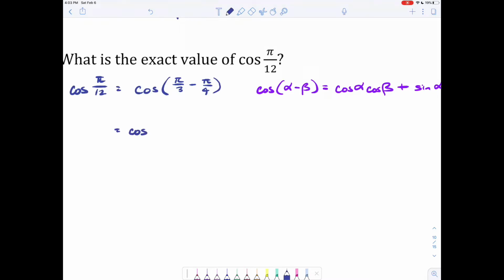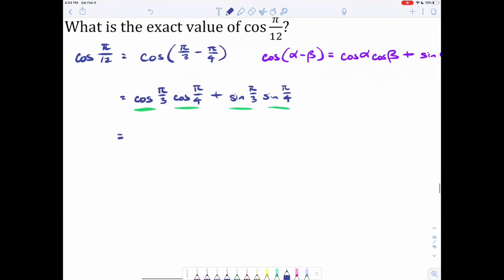So cosine of pi over 3 times cosine of pi over 4, plus sine of pi over 3 times sine of pi over 4. Our next step is again to evaluate these 4 components. You can use whatever method you need to do to evaluate those, just not a calculator.